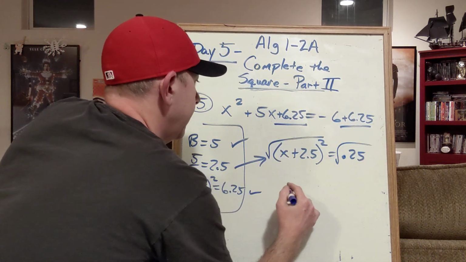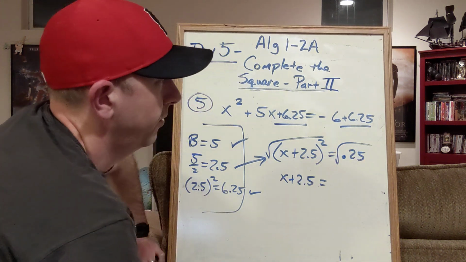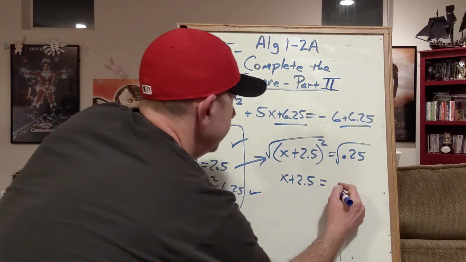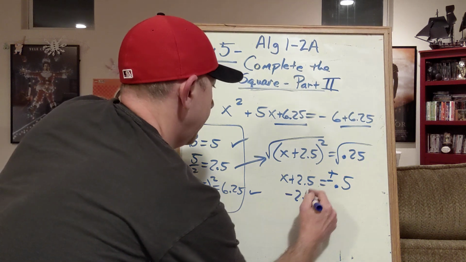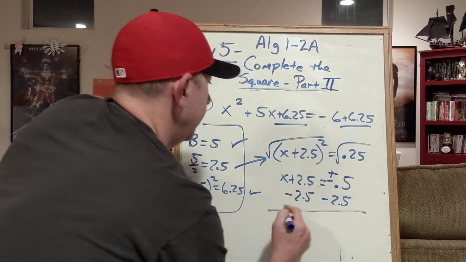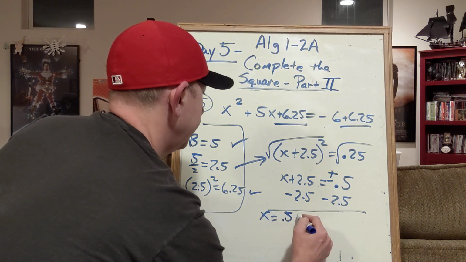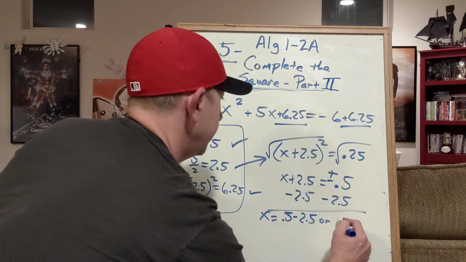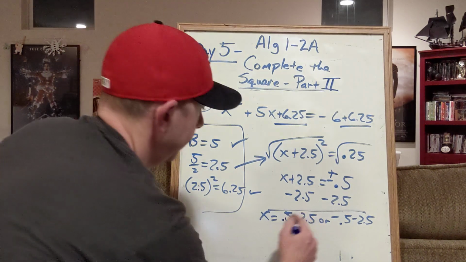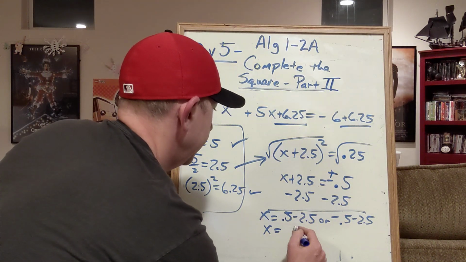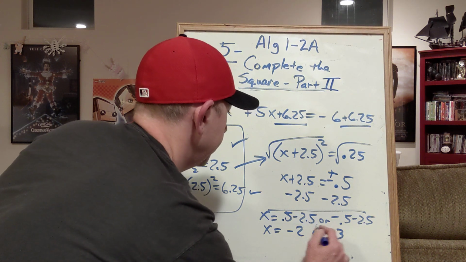We take the square root of both sides. Here we're going to get x plus 2.5. Now the square root of 0.25 is actually plus and minus 0.5. So then we subtract 2.5 from both sides, and let's see what ends up happening here. We end up getting x equals a positive 0.5 minus 2.5, or a negative 0.5 minus 2.5. And hopefully we have enough room here to fit this on. We end up getting negative 2, or that one is going to be negative 3.